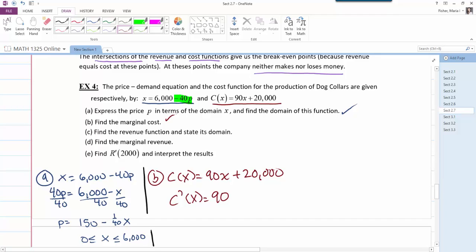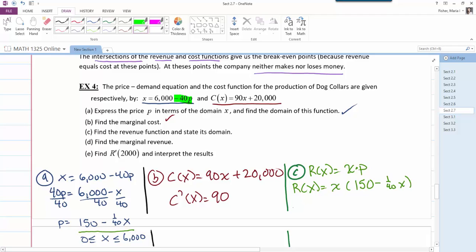Part C, find the revenue function and state its domain. That was just like part B of the problem from example 3. R(x), remember, is always going to be x times P. So in this case, R(x) is going to be x times P, which is this right here, 150 minus 1/40 x. If I distribute my x to both of those terms, I get 150x minus 1/40 x squared. And it wants the domain. The domain of this is going to match the domain that you have right over here, so x is trapped between 0 and 6,000.